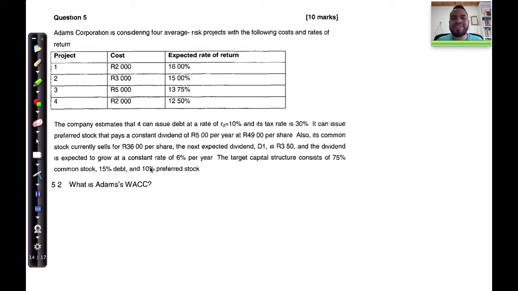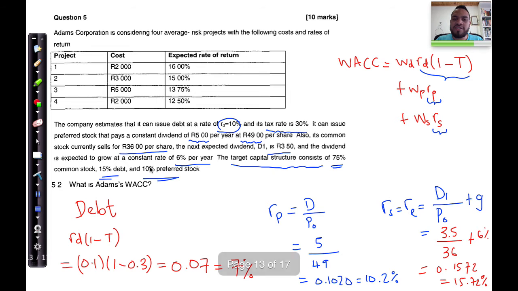Now remember, WACC is just the weighted average cost of capital. We already have the costs of capital, which we found to be RP is 10.2, was it 10.2? RS or RE, or RC if you want to call it RC, is 15.72, and of course debt wants a return, lenders want a return of 7%, which is already included in this part over here.